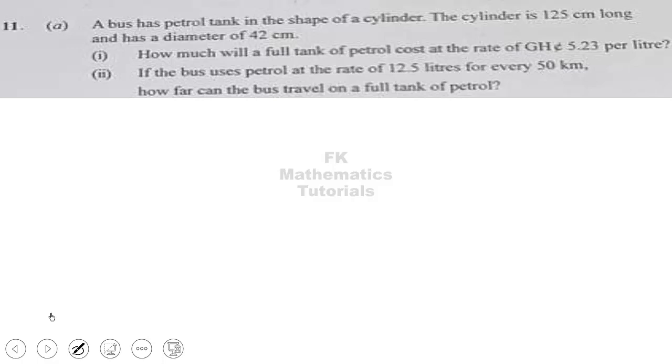Now let us begin. Question 11. A bus has petrol tank in the shape of a cylinder. The cylinder is 125 centimeters long and has a diameter of 42 centimeters. How much will a full tank of petrol cost at the rate of 5.23 Ghana cedis per liter?